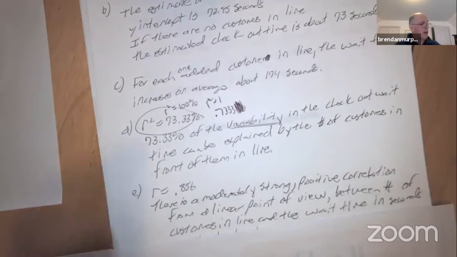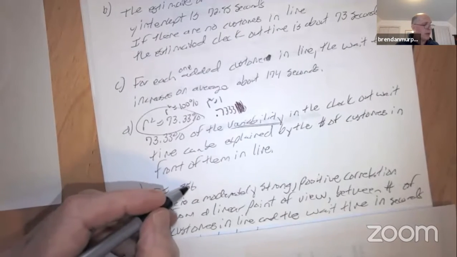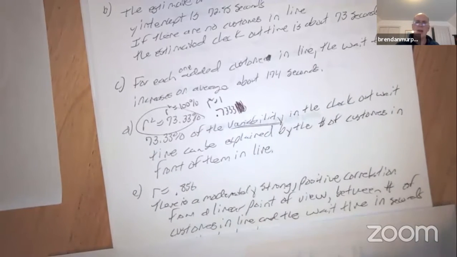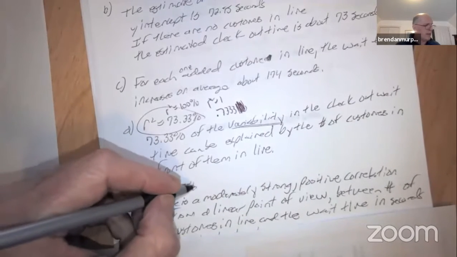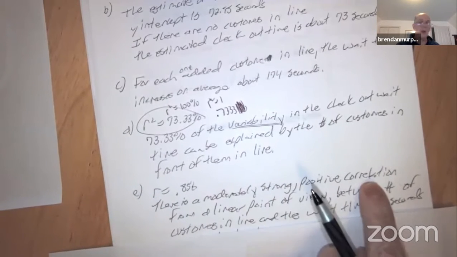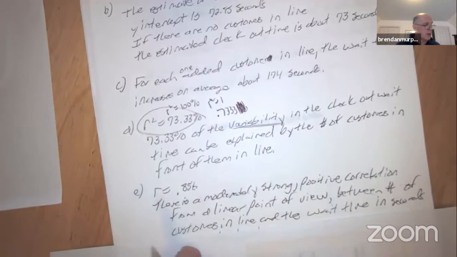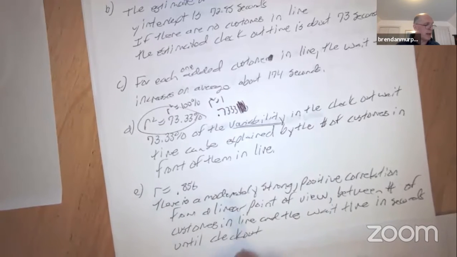I took the square root of 0.7333 on my calculator, and I get r equals 0.856. Again, we want students to have some sort of calculator, but clearly a computer or your phone could do that as well. So I said r was 0.856, and I said there is a moderately strong positive correlation. I'll come back and talk about what we're looking for. There's a moderately strong positive correlation from a linear point of view between the number of customers in line and the wait time in seconds until checkout.